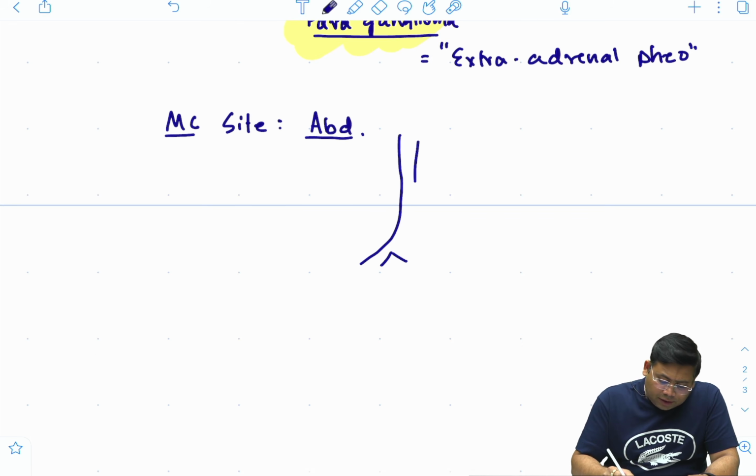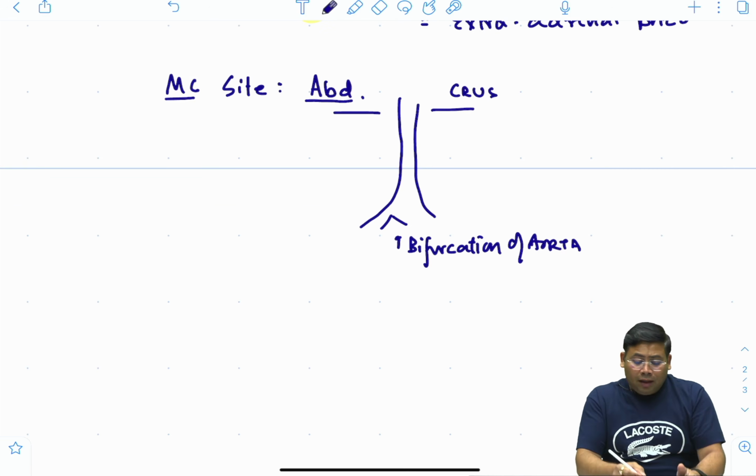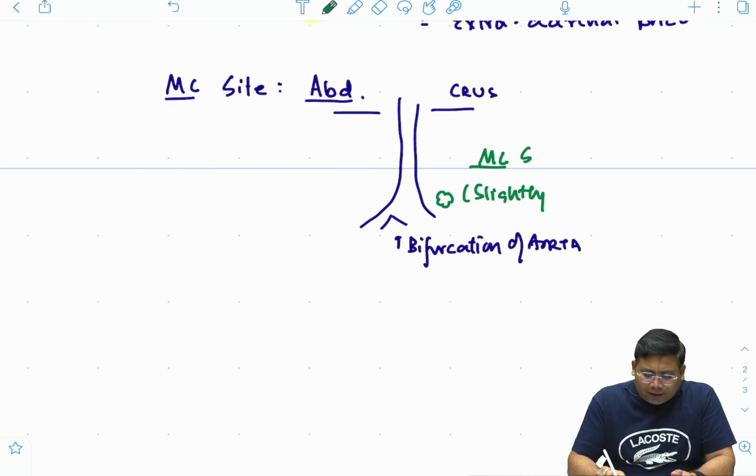So this is near the aorta, and anywhere from the crus of the diaphragm up to the bifurcation of the aorta. So up to the bifurcation of the aorta and crus, this is the range. And do you know they are mostly located slightly left of the bifurcation. So the most common site for them is slightly left to the bifurcation.